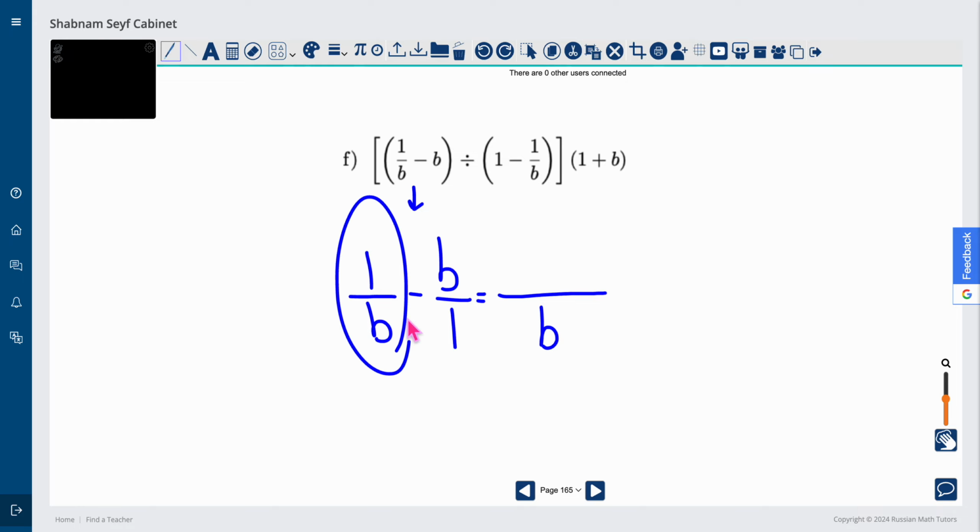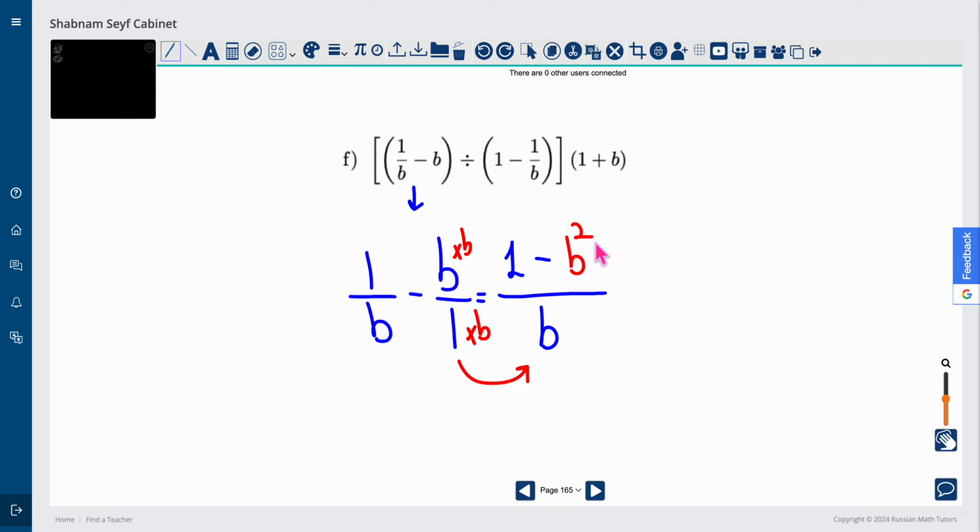The first fraction didn't change at all, so its numerator doesn't need any adjustments. However, the second fraction went from 1 to b. It was multiplied by b. So I'm going to do the same thing to its numerator. It's going to become 1 minus b squared. The first parenthesis is simplified.